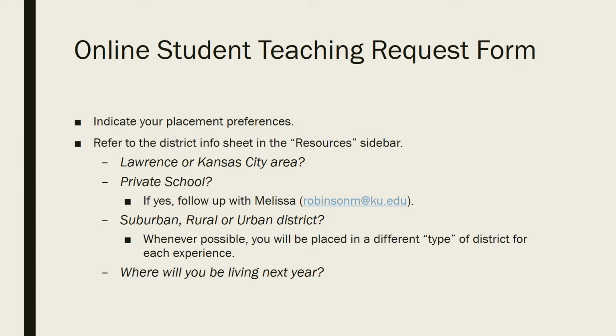If your number one preference is Lawrence area, suburban district, and I see that you live in Topeka, I will try to place you in Shawnee Heights or Auburn Washburn before I try to place you in Lawrence to keep you closer to home. Hopefully that makes sense.